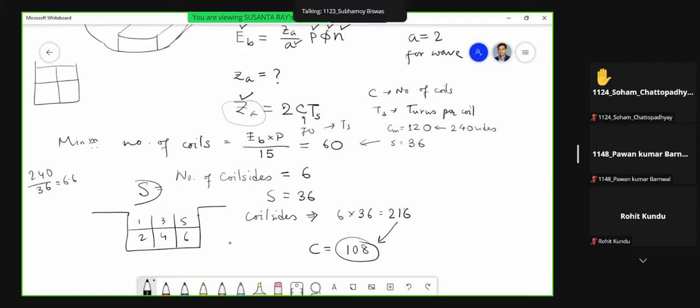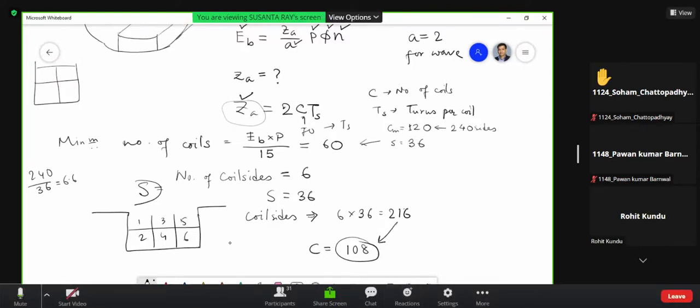So previously my number of coils was 200, but now it is coming around 168. So should I again change the number of turns per coil or the ZA value? That is too much deviation, I think. So you try to adjust somewhere else. That is also too much deviation. Why you are getting so much?